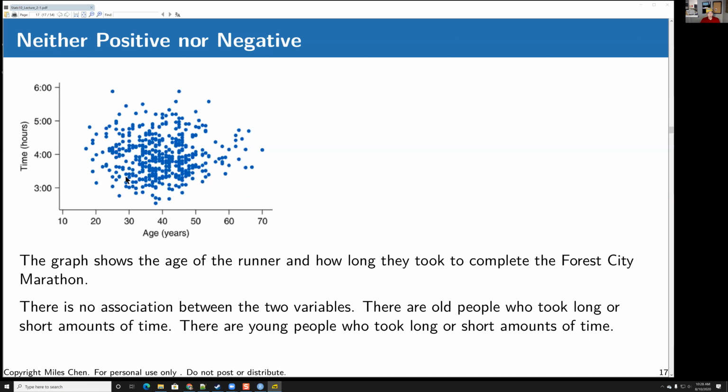And so we have a lot of people around 20 years old who finished the race quickly or took a lot of time. We have people around 40 years old who finished the race quickly or took a lot of time. Older people in the race, 65, 70, took little or a high amount of time. And so we can neither say that high age is associated with fast or slow times, or that low age is associated with fast or slow times. There is neither a positive nor a negative trend here.